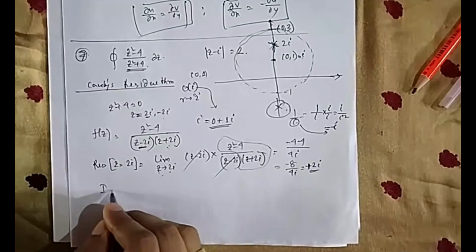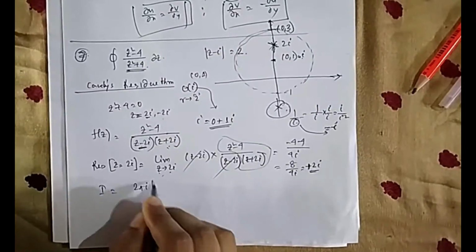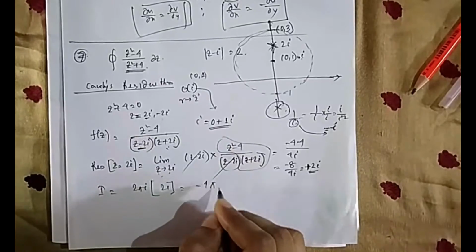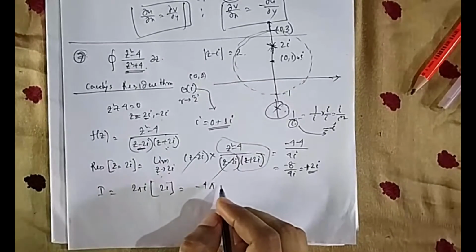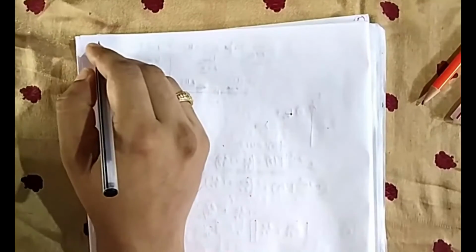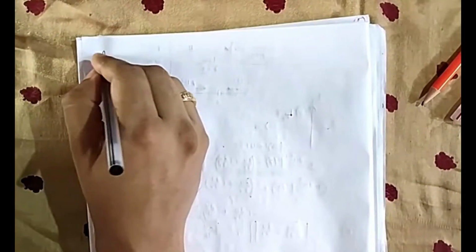So what will be the integral value? Integral value is 2 pi i into the sum of residues. Only one residue, so minus 4 pi. So I think this is the answer, minus 4 pi. This is the answer, that is option A. Next is question number 8.